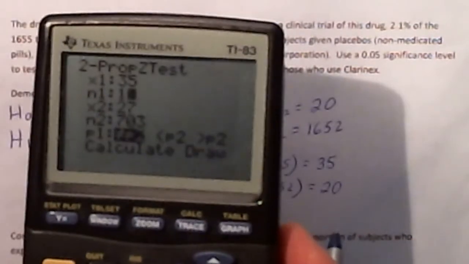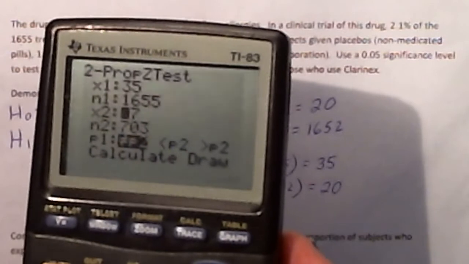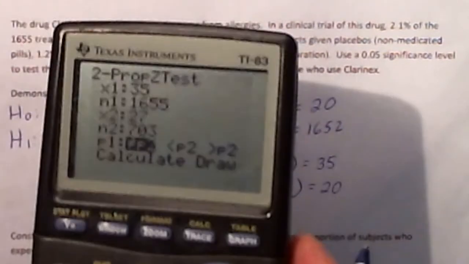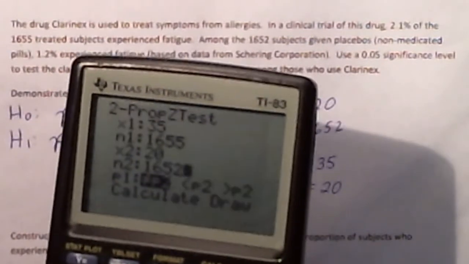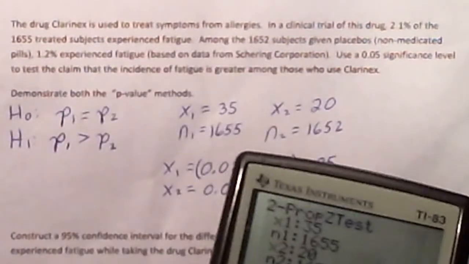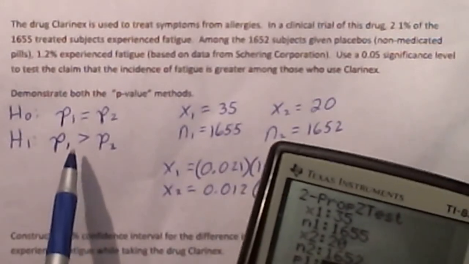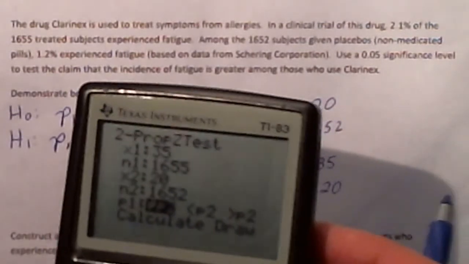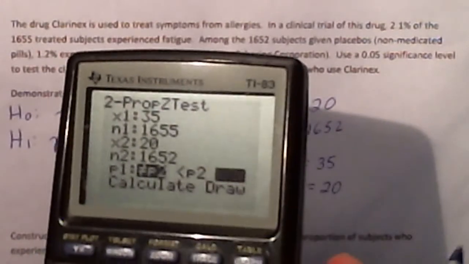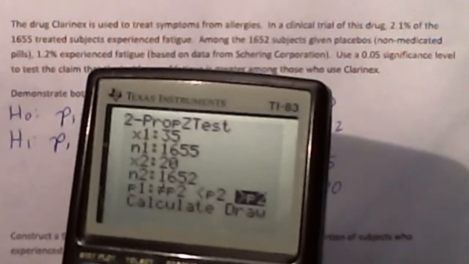N sub 1 is 1655. X sub 2 takes on the value of 20, and n sub 2 takes on the value of 1652. This is an upper tail test. Notice, because we got the greater than symbol, that is the alternative hypothesis statement. So make sure you select the greater than. Hit enter, go down to calculate. We're ready to conduct this test.